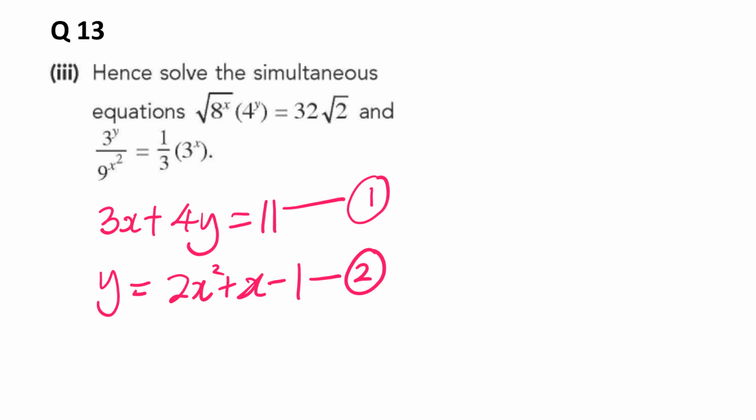Right. So obviously we can't use the elimination method here because equation 1 is a linear equation, but equation 2 is non-linear, because if you look at the right hand side, you're given 2x squared plus x minus 1, and that is a quadratic expression. So we have to use the substitution method. So we're going to substitute 2 into 1.